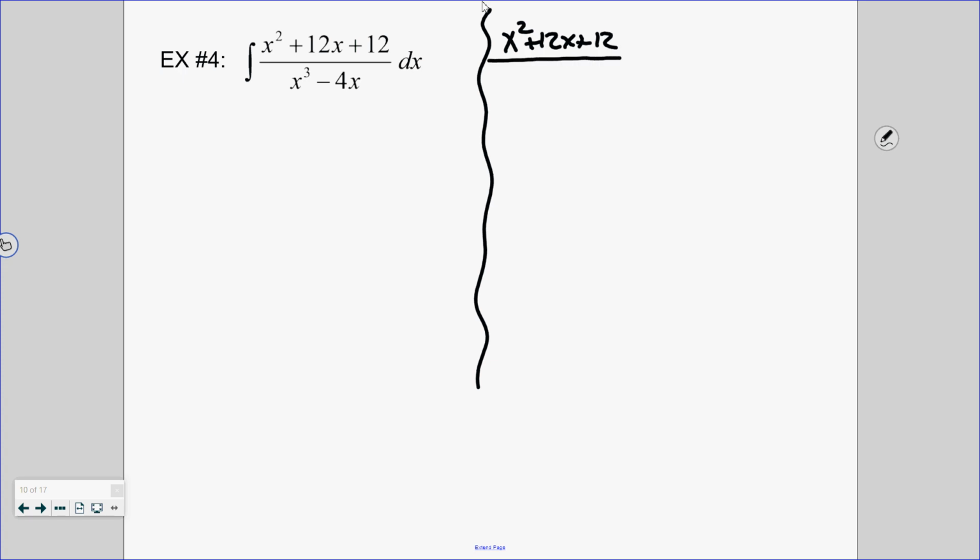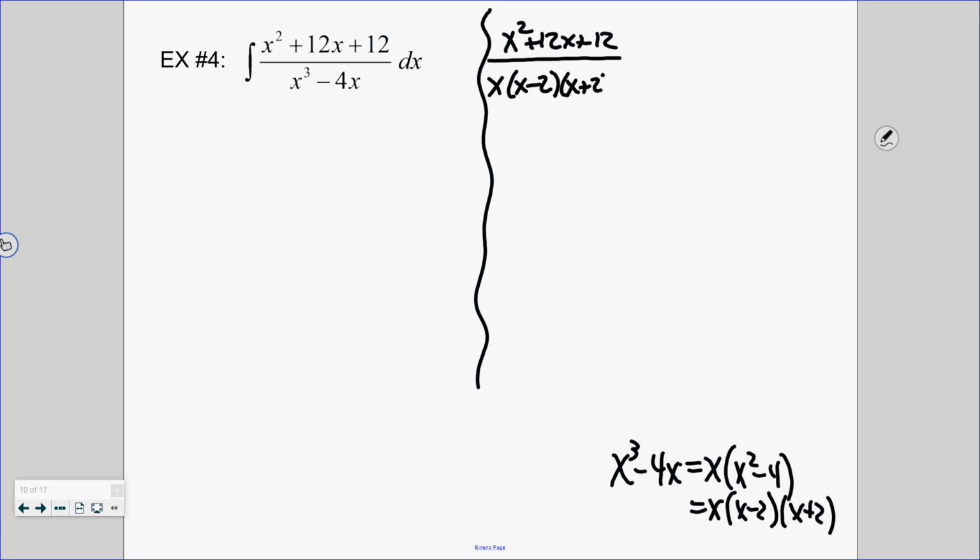To factor the bottom, I'm actually going to go down here to this little spot because it's more than one step. I'm going to factor out x, and then I'll be left with x squared minus 4. And then, of course, x squared minus 4 is x minus 2 times x plus 2. So this time you're going to have an a, b, and a c. Same process: a over x plus b over x minus 2 plus c over x plus 2.